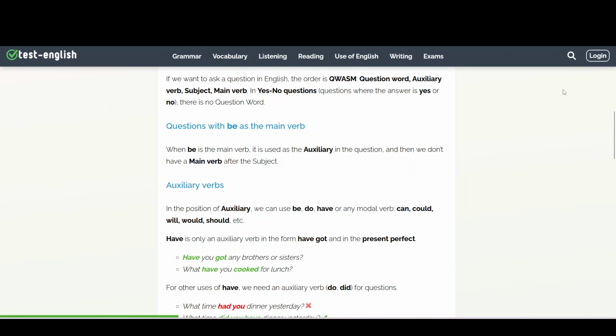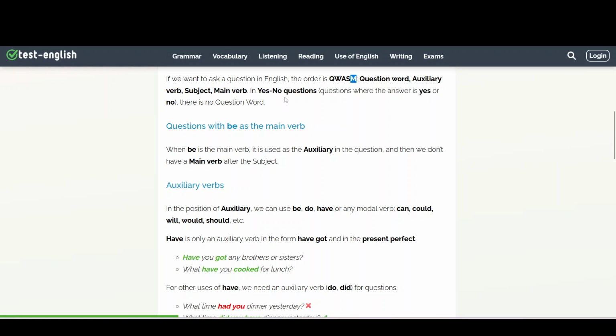If we want to ask a question in English, the order is QUASM. QW, question word. A, auxiliary verb. S, subject. And M, main verb.